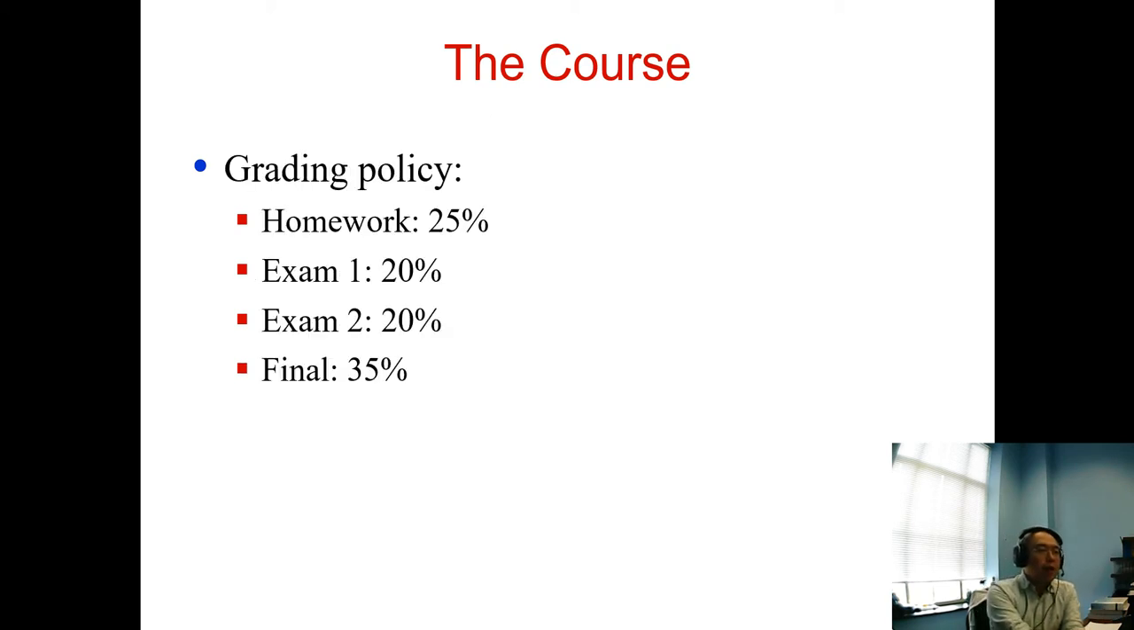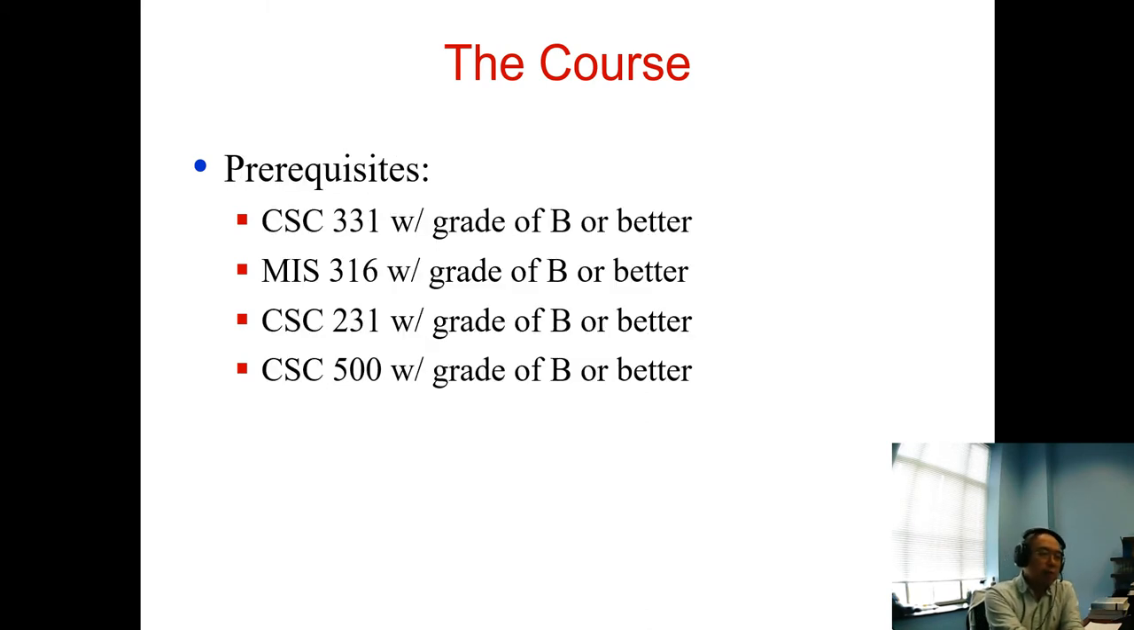This is the grading policy. Homework is 25%, and exam 1 and exam 2, those are two midterms, 20% each. And then we have a final, and the final is 35%. And then the course prerequisites. Since you are already in this course, I believe you have one of them already, or you have already done the paperwork so that I allow you in.